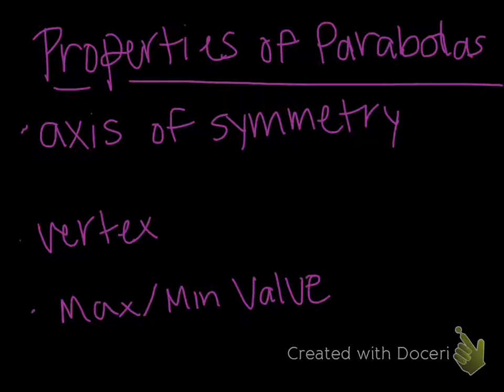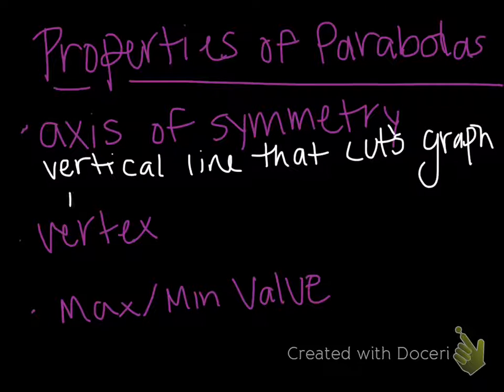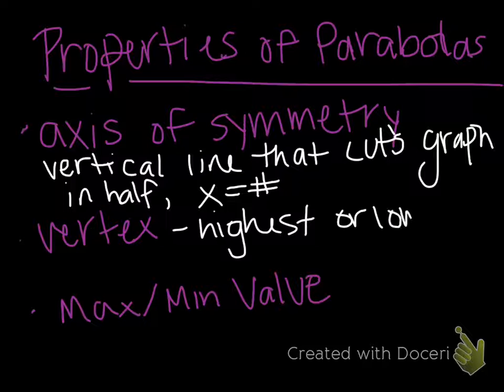Some properties of parabolas. So the axis of symmetry is a vertical line that cuts the graph in half. Your axis of symmetry is always going to be x equals a number. The vertex is either the highest or the lowest point of the graph.